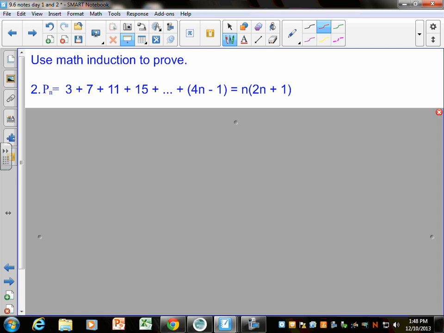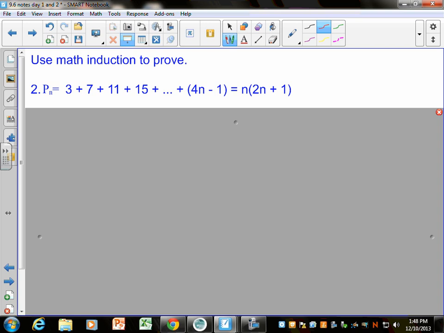So here's the sequence. 3 plus 7 plus 11 plus 15, and then dot, dot, dot. Any nth term could be written as 4n minus 1. And you can check. The fourth term, 4 times 4 minus 1. Yeah, that works. And then this is the formula for the sum. It says if you add up the sum of the nth terms, so whether you're adding up the first 4 terms, the first 12 terms, the first 100 terms, then this is the formula that they're giving us. We want to prove that that's true.